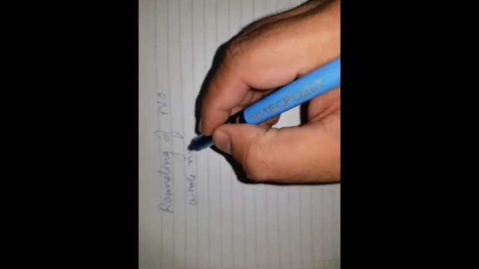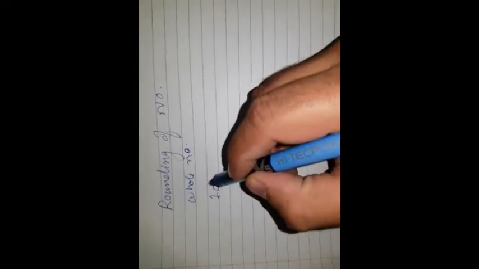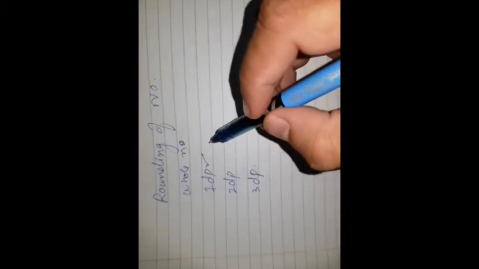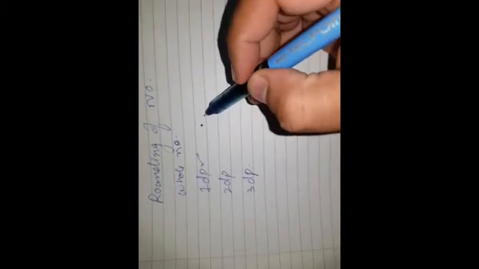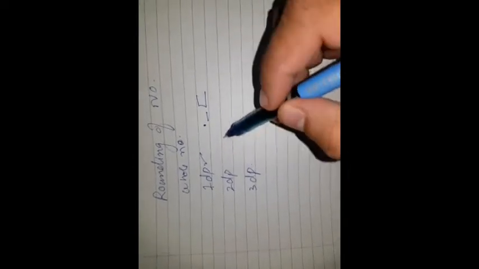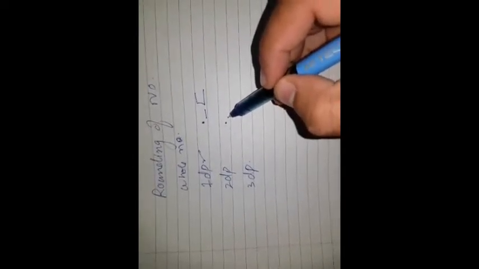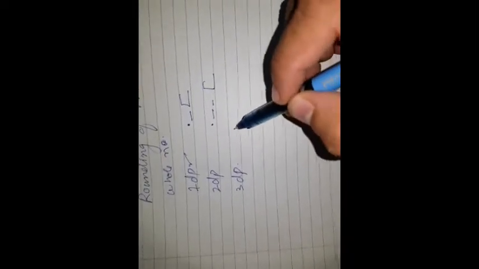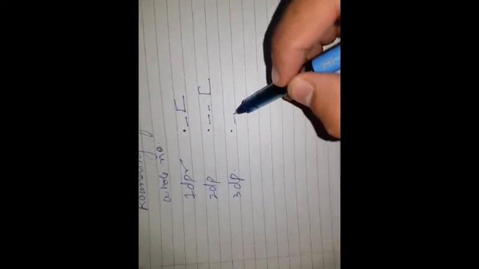I can round off my number to whole number, I can round off my number to 1 decimal place, 2 decimal place, 3 decimal place. Remember that 1 decimal place means in my answer I need 1 digit after the decimal and nothing else. 2 decimal place means after the decimal I need 2 digits and then nothing else. 3 decimal place means after my decimal I need 3 digits and then nothing else.